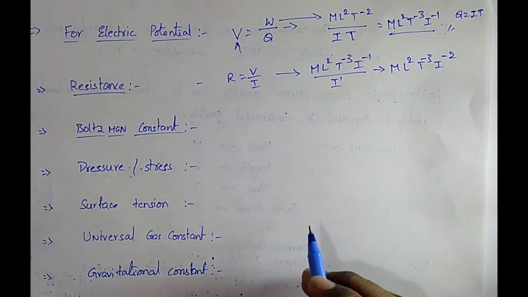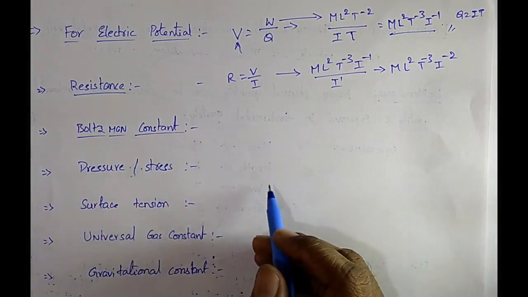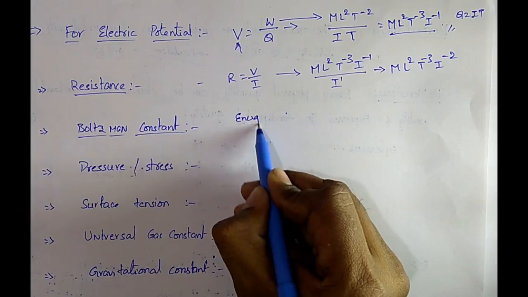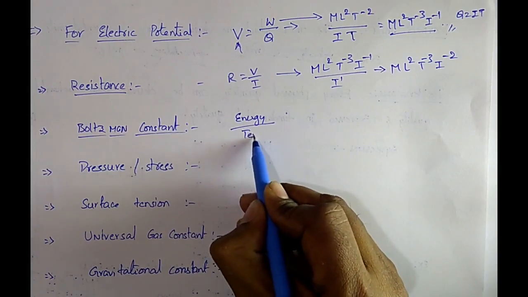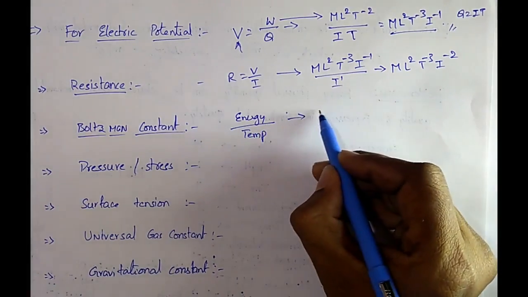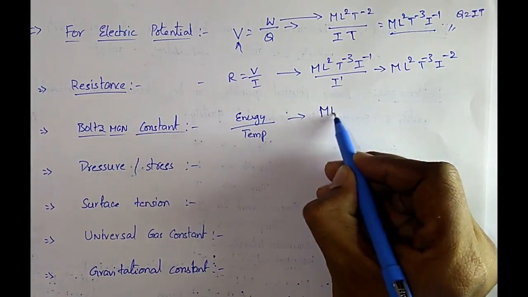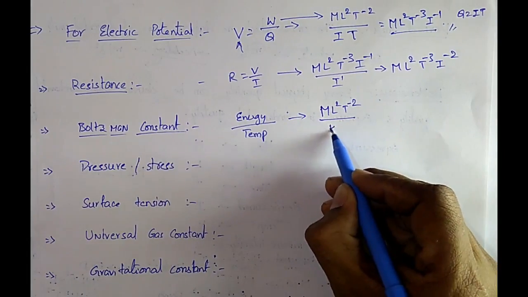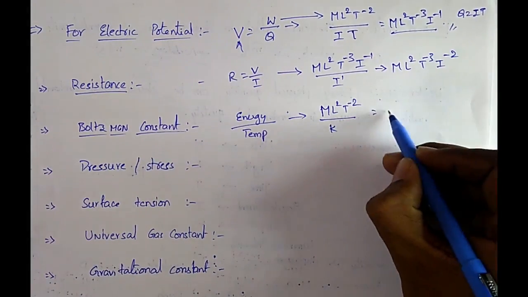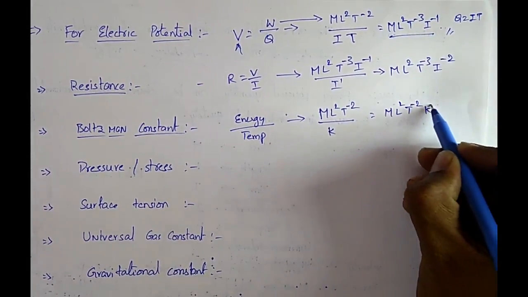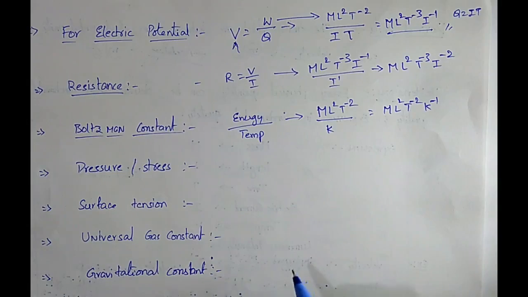Next one, Boltzmann constant. It is very, very important. Boltzmann constant is equal to energy by temperature. For energy or work, we know the dimensional formula is M L square T power minus 2, and for temperature, that is Kelvin, K. The final one is M L square T power minus 2 K power minus 1. Very, very important one.